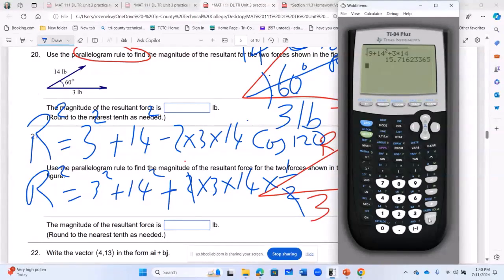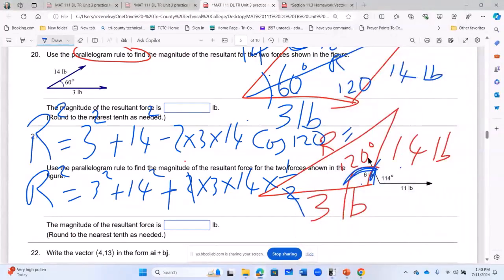Of course, the resultant force cannot be negative. Round to the nearest tenth. Therefore, the resultant force is 15.7. So see how we used the parallelogram we learned from geometry and cosine rule and unit circle to solve a problem. One more. Let's do one more problem on parallelogram law.